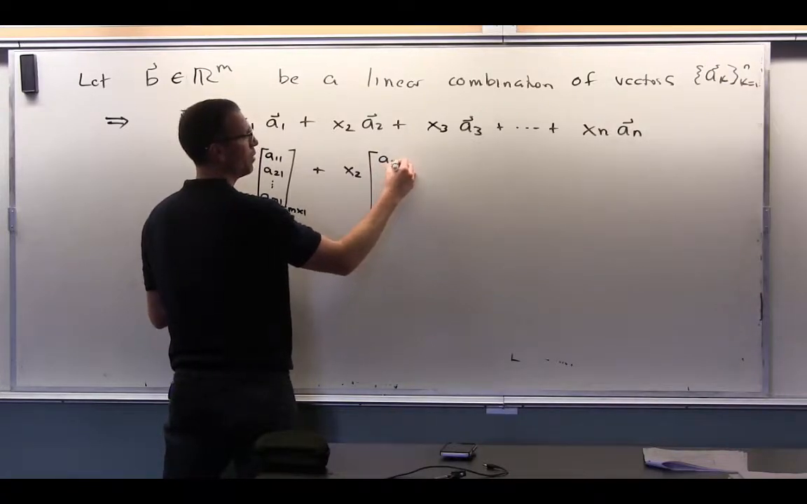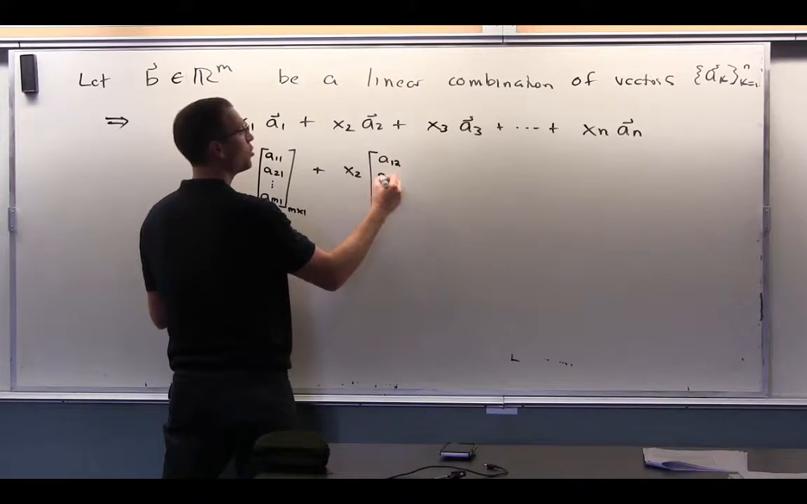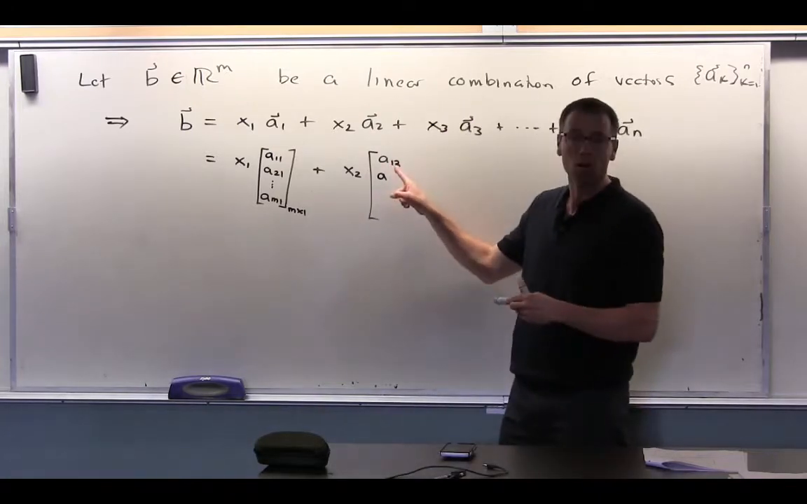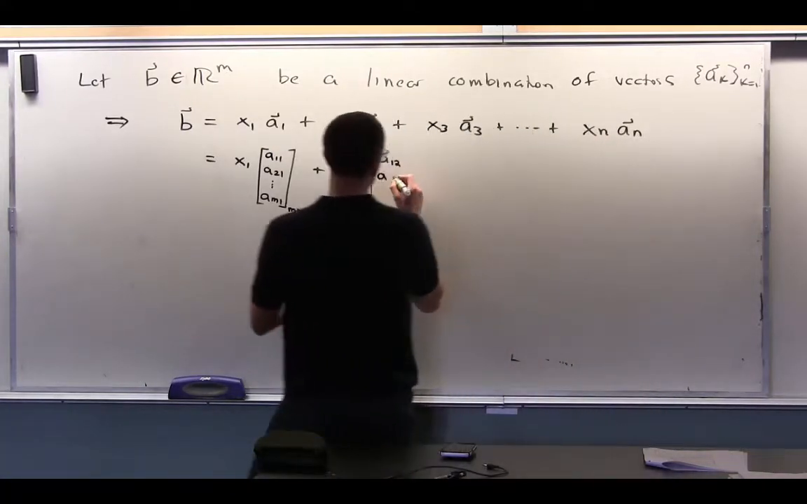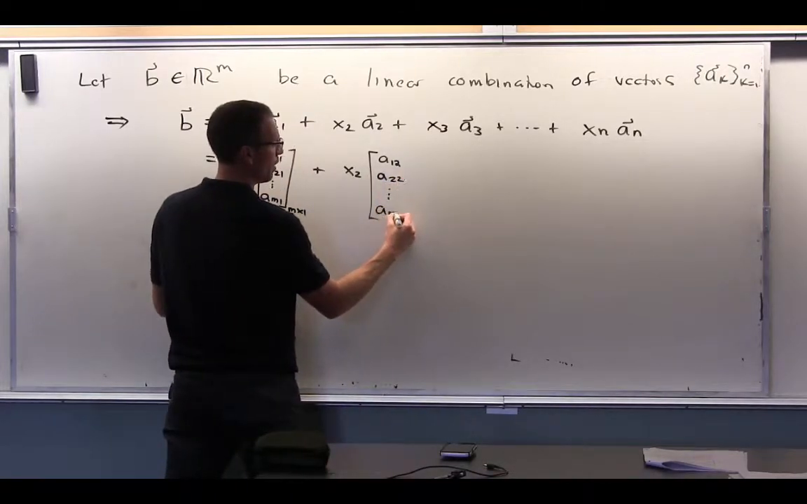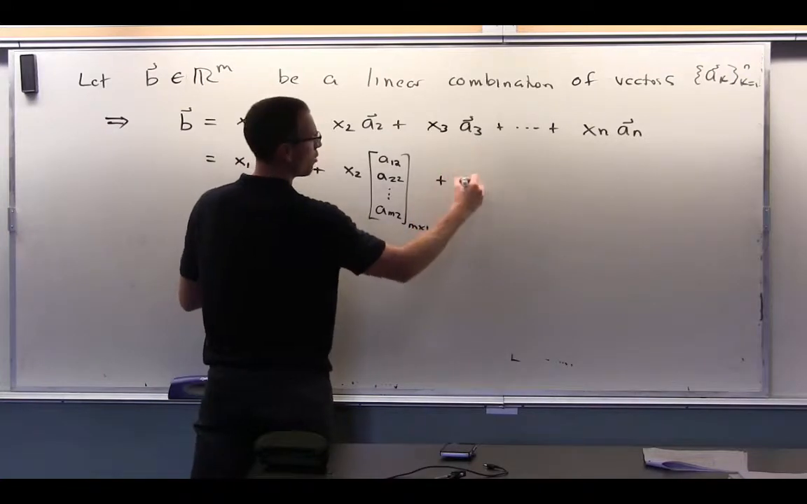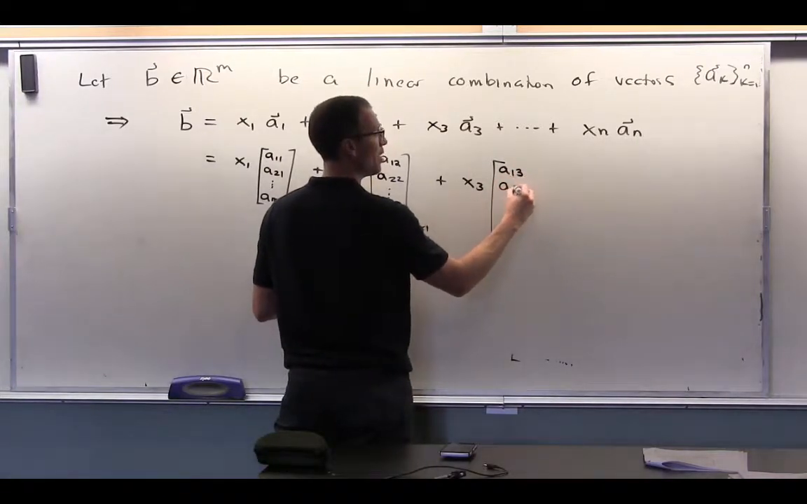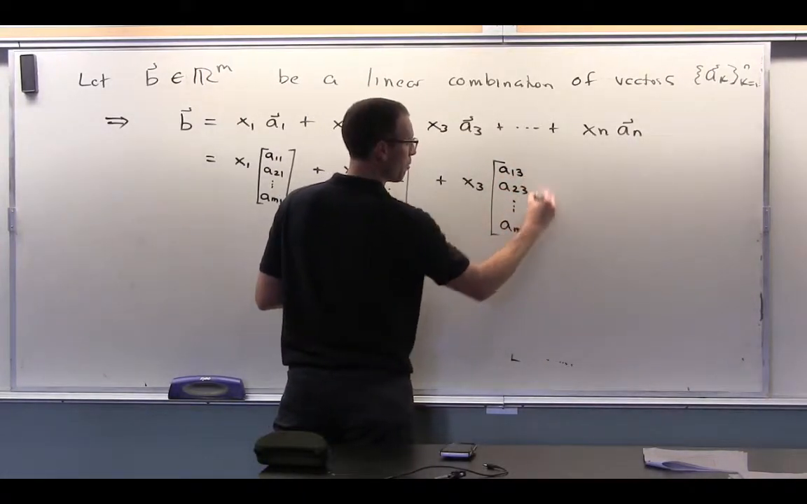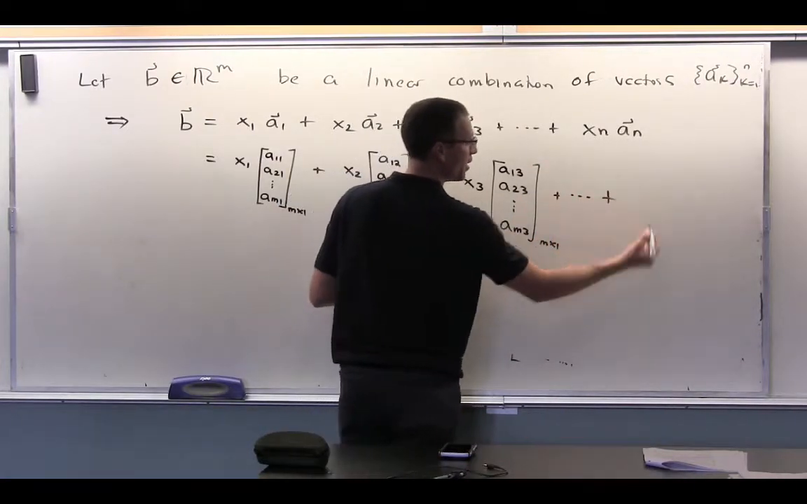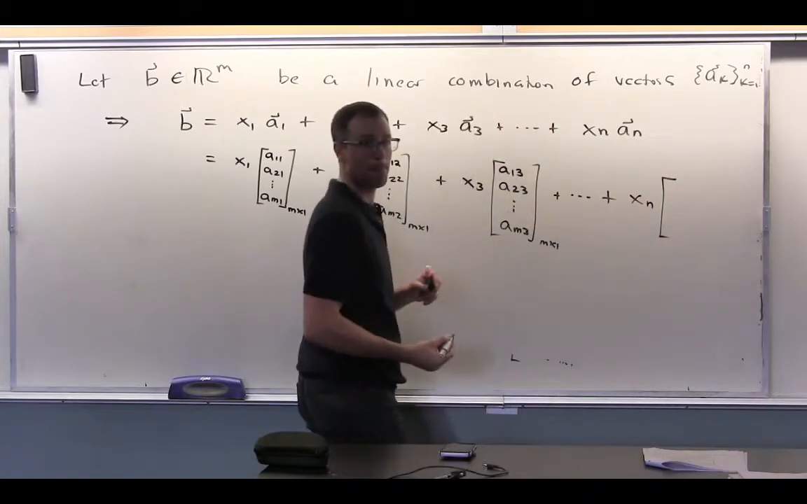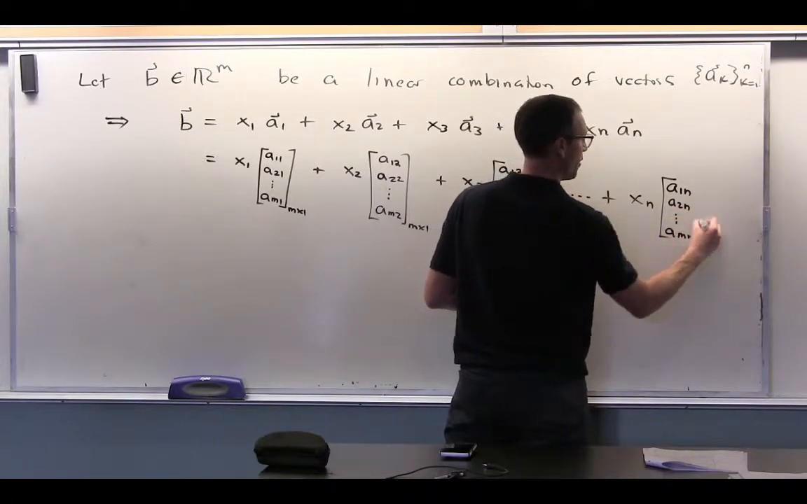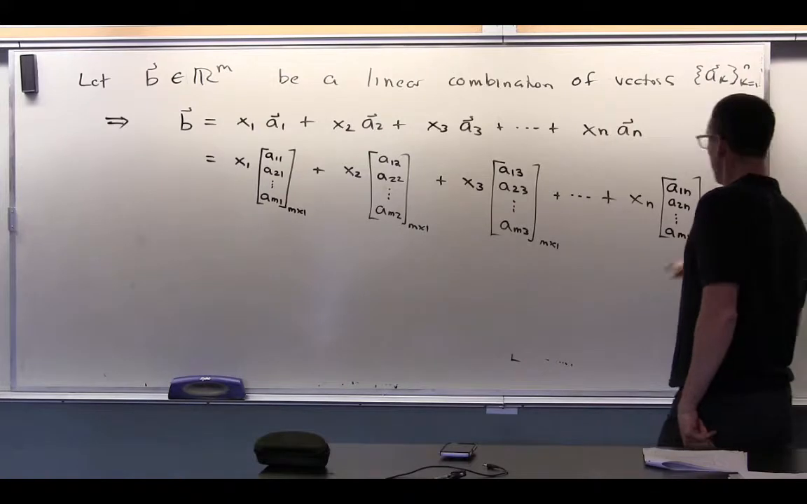Okay, what's the next one? A12, because it's the first entry in the first row, which always has row index 1. It's the second column, so the column index would be 2. What's the next one there? A22, all the way down to Am2, and that's going to be an m by 1. Let's do the third one, so this is x3. What does this look like? A13, A23, all the way down to Am3, and that, of course, is an m by 1. And we go on and on until A1n, A2n, Amn, and that vector is now an m by 1.